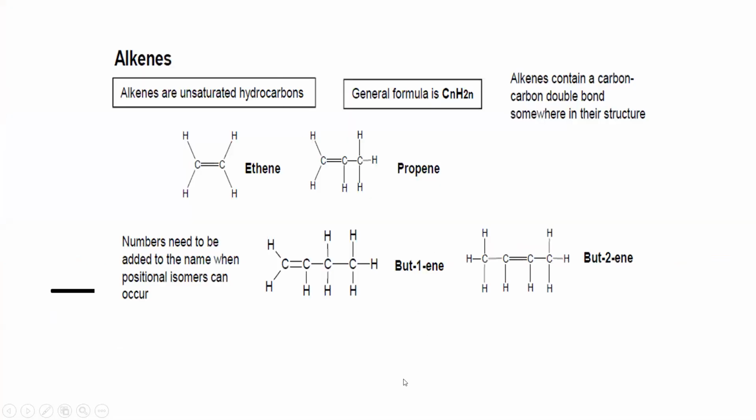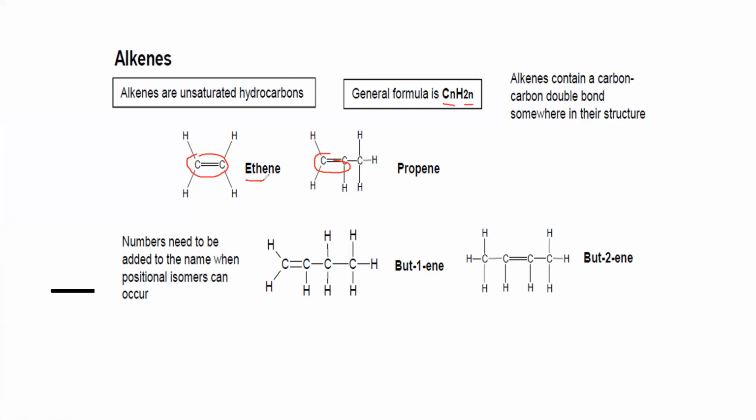So basically, how can we name these alkenes? Alkenes are known as unsaturated hydrocarbons. Why do we call them unsaturated? Because they have a double bond. The general formula of alkene is CnH2n, meaning the number of hydrogens is always twice the number of carbons.